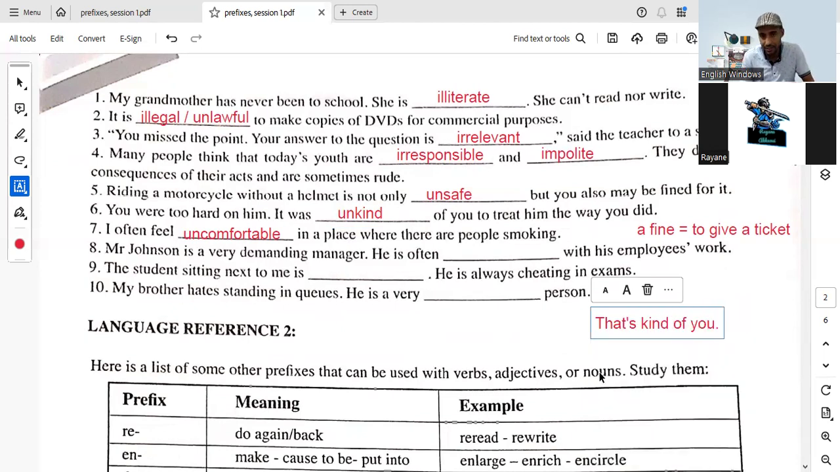Thank you. That's kind of you. Right. I have a lot for me. Right. Good. Well, he is often with the employer.